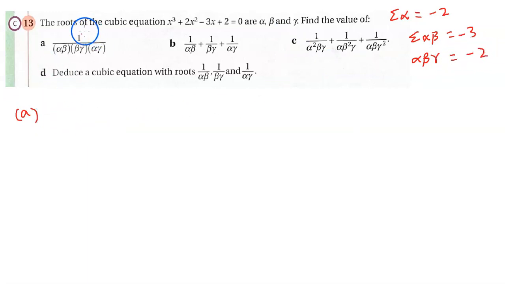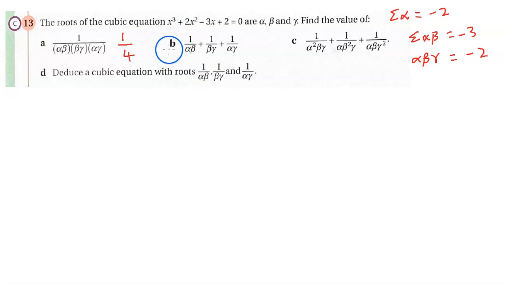Okay, so moving back to A, clearly this thing here is 1 divided by alpha squared, beta squared, gamma squared, so 1 divided by alpha, beta, gamma squared, and so that's just equal to 1 divided by negative 2 squared, so 1 divided by 4.